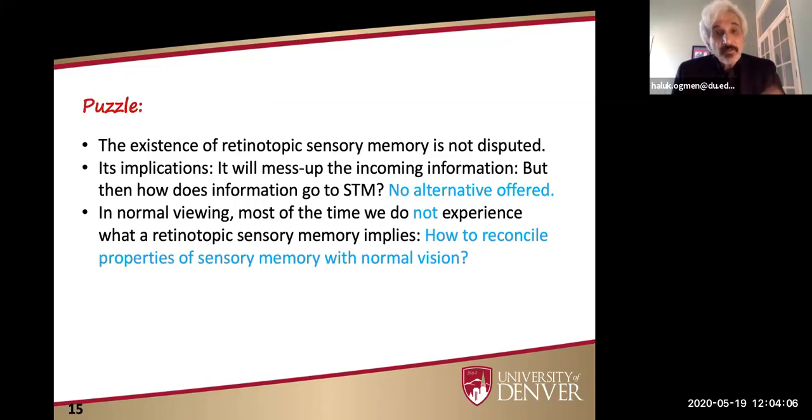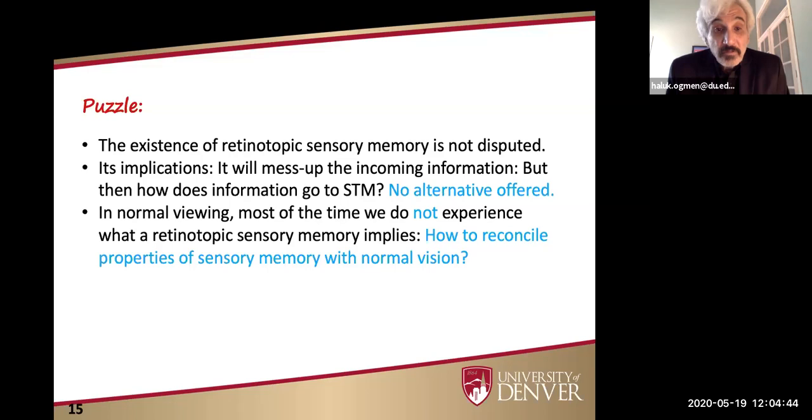There's lots of evidence showing that there is a retinotopic sensory memory, but its implications are that it will mess up the incoming information. Then the question is, since short-term memory gets its contents from sensory memory, if the contents of sensory memory are all messed up, how does short-term memory get information? How does it transfer to long-term memory? So how do we learn anything if we cannot get clear information from the environment? Haber couldn't offer an alternative.